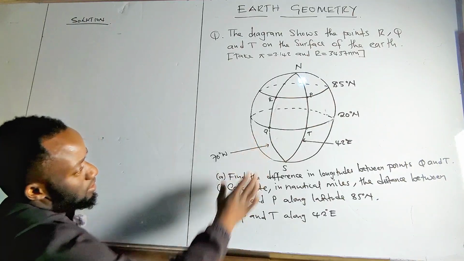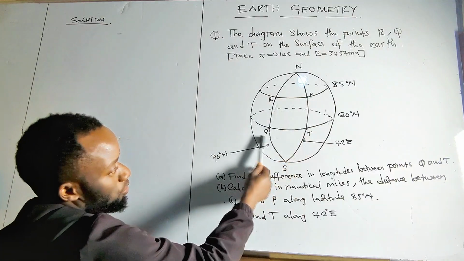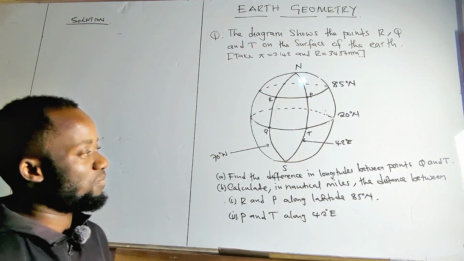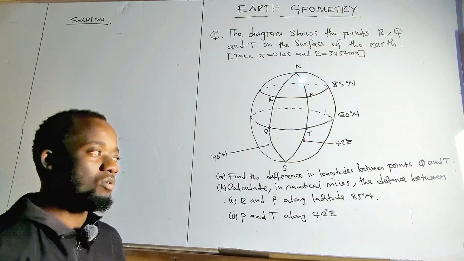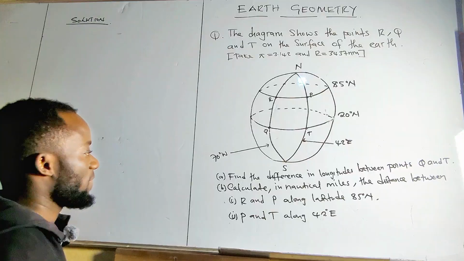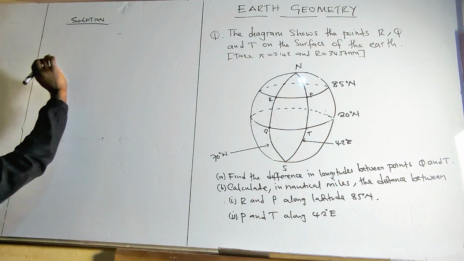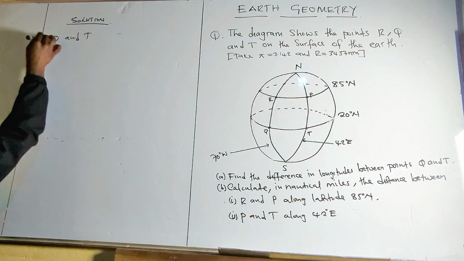So we have this surface of the Earth and some points. These are points. We've got the R, the P, the Q, and also the T there. So the first question is saying find the difference in longitudes between points Q and T. So how do you find the difference in longitudes, or also maybe the difference in latitudes? In here, first of all, we're talking of the difference of Q and T. This is the first question.